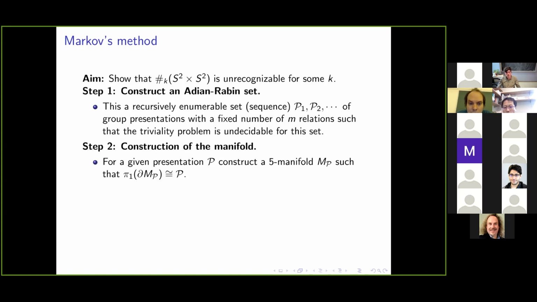The second step is, on the other hand, purely topological, and this is a construction of a certain five-manifold. From a given presentation, I want to construct a five-manifold such that the fundamental group, but not of the manifold, but of the boundary of the manifold, is isomorphic with the group presented by the presentation. I hope that you don't mind this small abuse of the notation. If I write here isomorphic with P, I really mean the group of the underlying presentation.